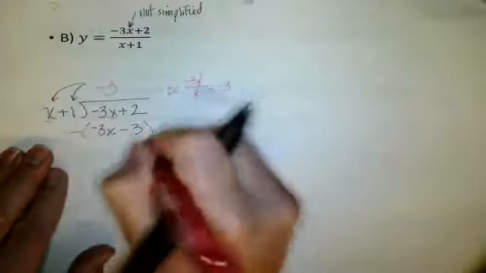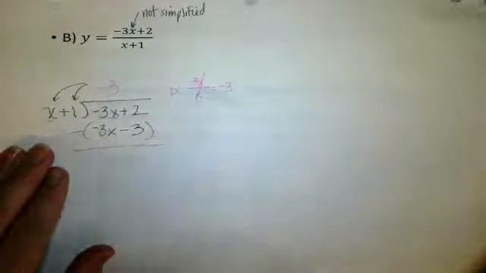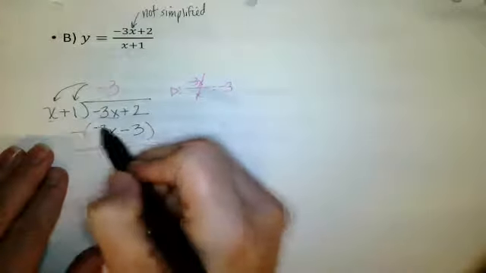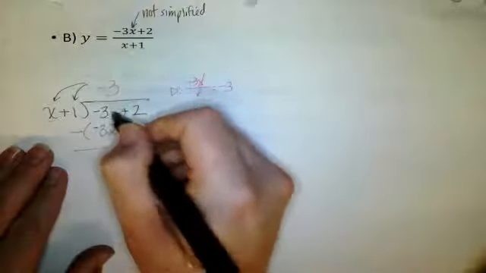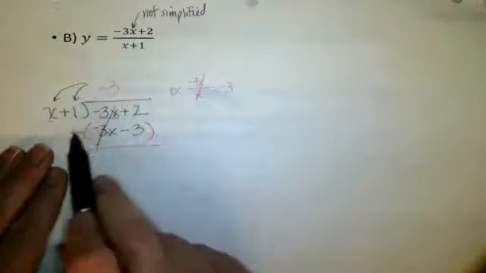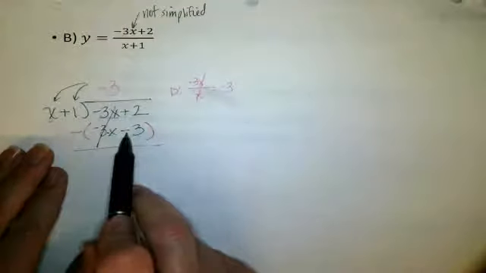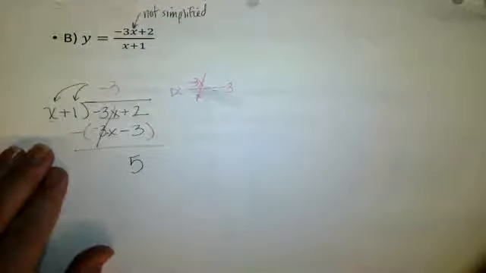Then we're going to subtract everything. -3x minus a -3x. Minus a negative becomes positive. So -3x and positive 3x is 0. 2 minus a -3 becomes what? Positive 3. So 2 plus 3 gives us 5.